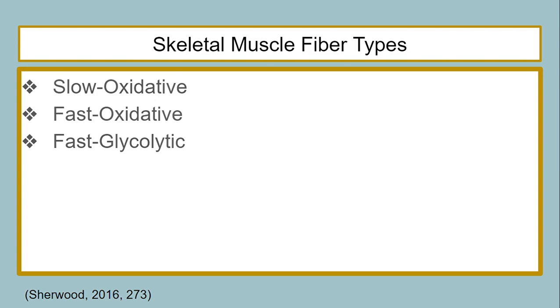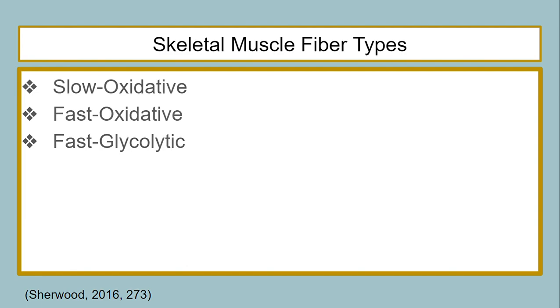Next up, we have skeletal muscle fiber types. Skeletal muscles have several different fiber types. The first type is slow oxidative, also known as type 1. Slow oxidative muscle fibers are for slow contraction. These contain many mitochondria, a large amount of capillaries, a high hemoglobin content, and they're typically red in color.